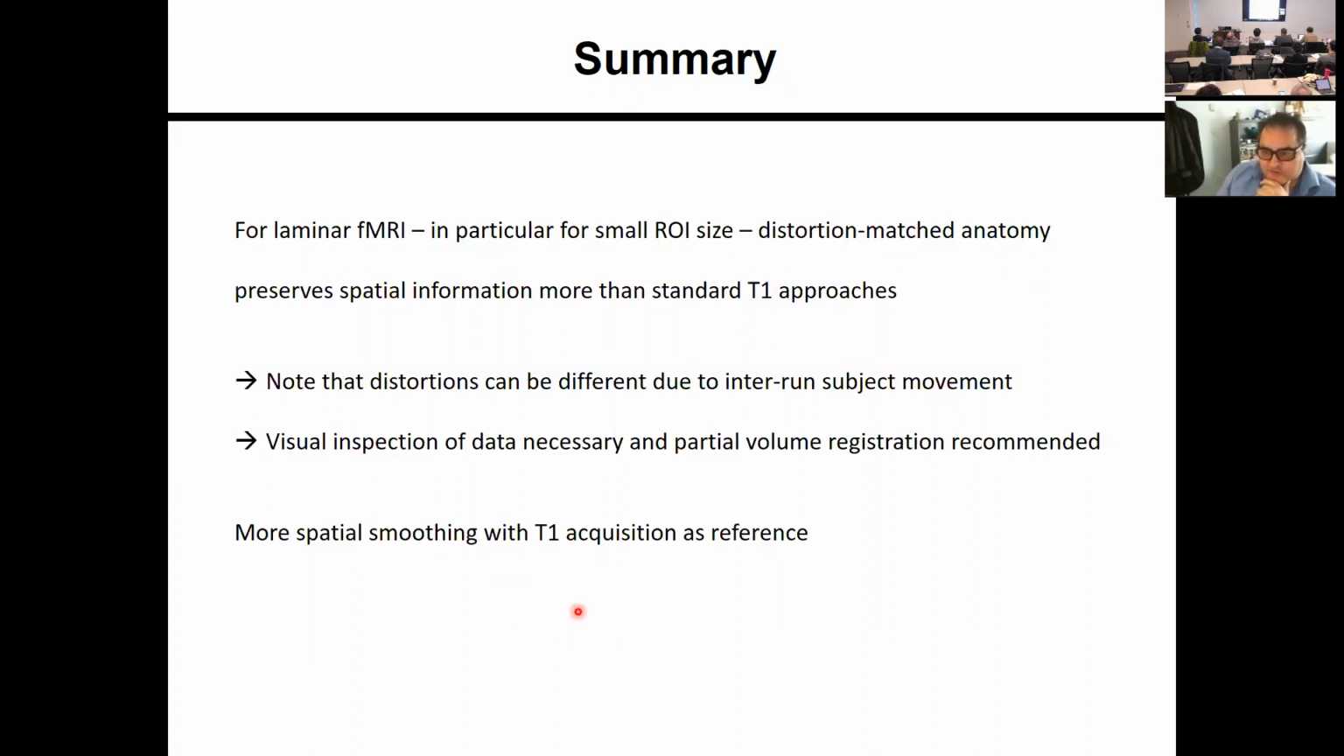Okay, this was my first part. And before I move to the second part, any questions to the distortion match anatomy?